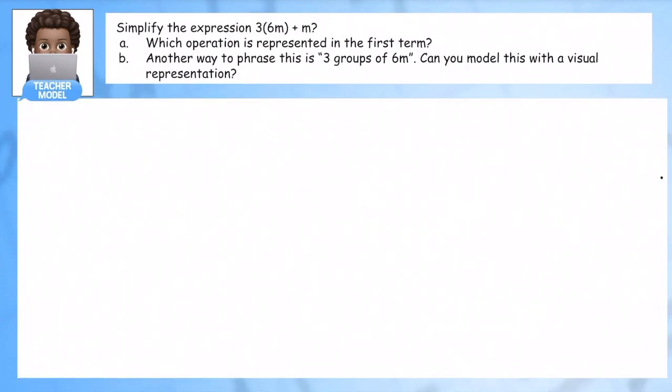Up to the last one, we're going to simplify this expression. We're going to think about what operation is represented in that first term. And is there another way to phrase 3 groups of 6m? Can we model it visually? Okay, so we have 3 groups of 6m plus m. So A, what operation is being represented? Remember, if we see a number in front of the parentheses, it's telling me groupings.